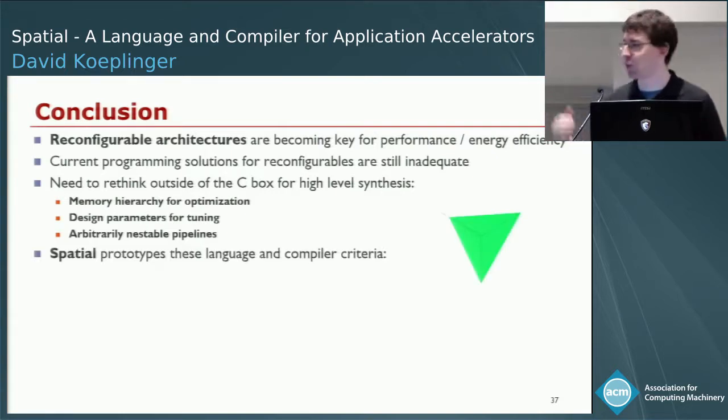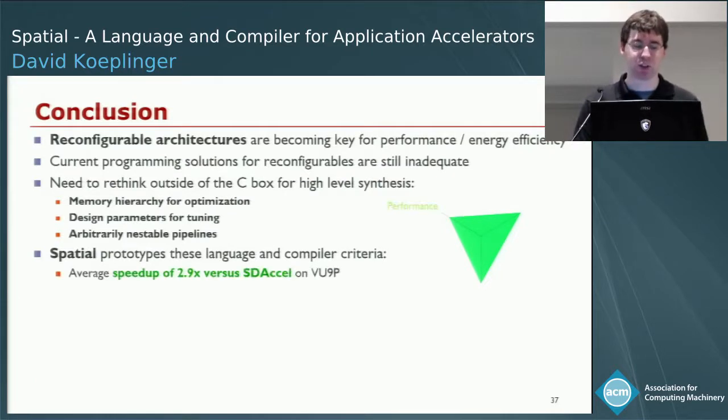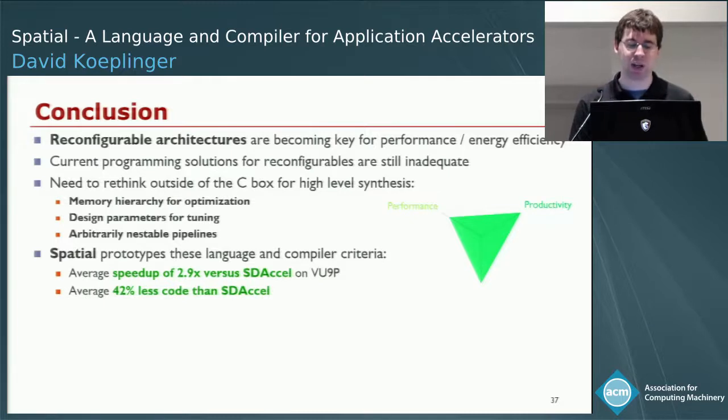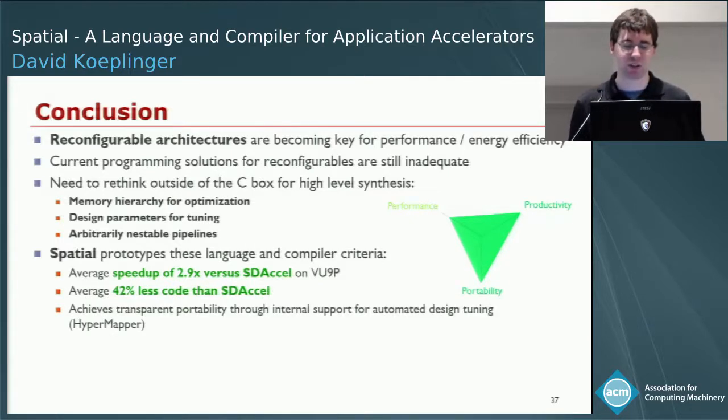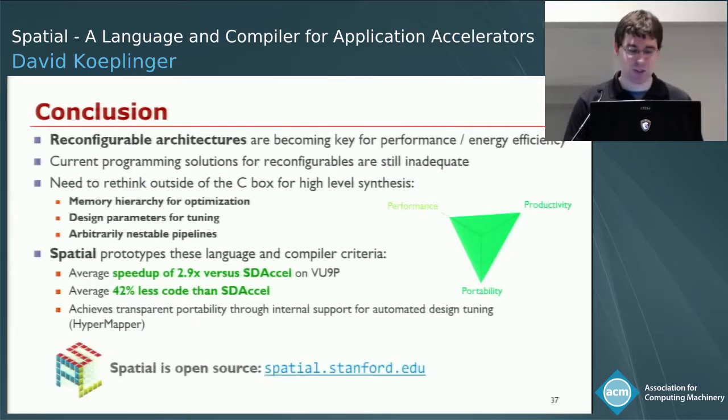Spatial is our first prototype for this, implementing these language criteria that I mentioned. From this, we can get a 2.9x speedup right now versus SDAccel, with 40% less code and this transparent portability through internal design tuning. With that, I just want to say that Spatial is open source. If you'd like to try it out, it's at spatial.stanford.edu, and I can take any questions.